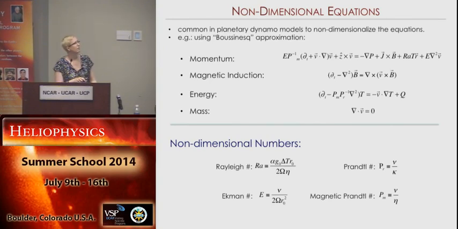The Ekman number appears in the viscous term, and it ends up being a ratio of two important forces, the viscous force and the Coriolis force. So this tells you essentially how important viscous forces are relative to Coriolis forces.